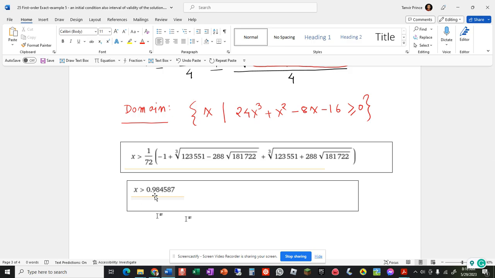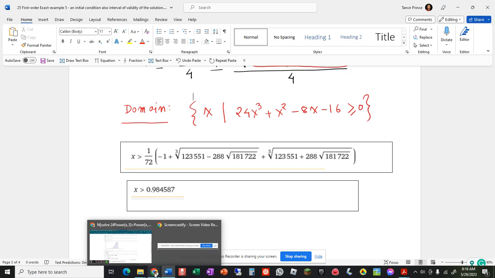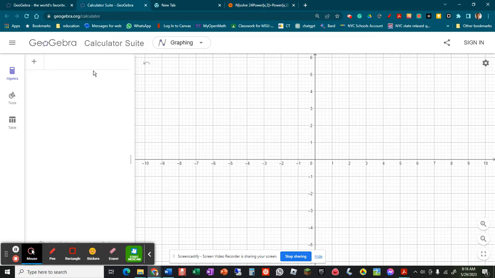Can you use GeoGebra? Yes, you can. Let's go ahead and use GeoGebra. Okay. That's a little bit tricky. So we want to know when inside the square root is bigger than 0. So let's actually graph that function. 24x cubed plus x squared minus 8x minus 16.